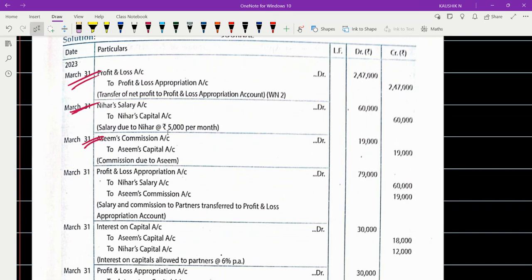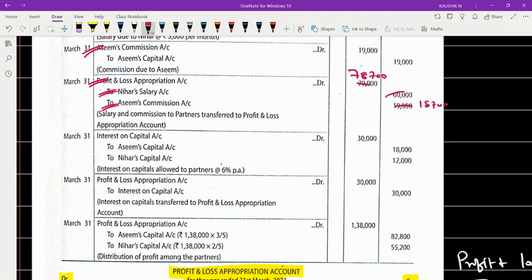Now see how it appears in the profit and loss appropriation account. In the P&L appropriation account, you are showing Niha's salary and Asim's commission together. So that means 60,000 and this value is not 19,000, it is 18,700. According to that, it will be 78,700, not 79,000, it is 78,700. And then you are going to show the interest on capital.